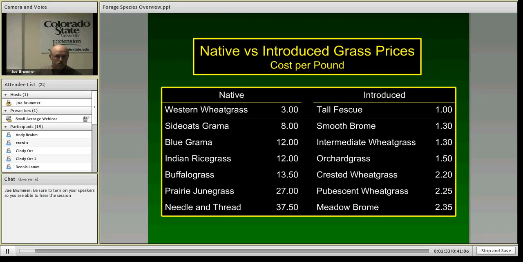So, you know, if you're putting together a grass mix and maybe you want to plant 10 acres and you want to include needle and thread in the mix, even at 1 pound per acre, it's going to cost you $375 just for that particular species. Now, comparatively, the introduced species range in price right now from about $1 a pound for tall fescue up to $2.35 a pound for meadow brome. Again, we'll be talking about a number of these introduced species today.